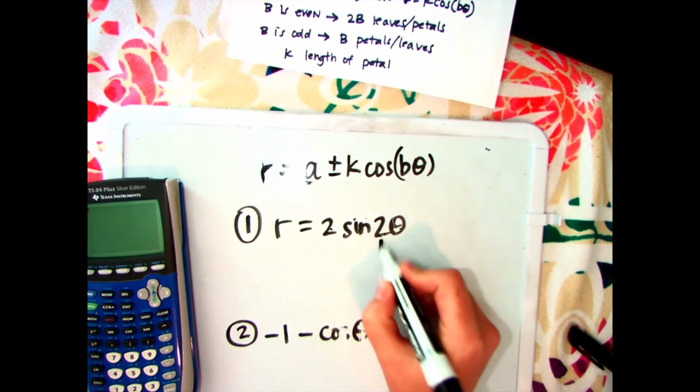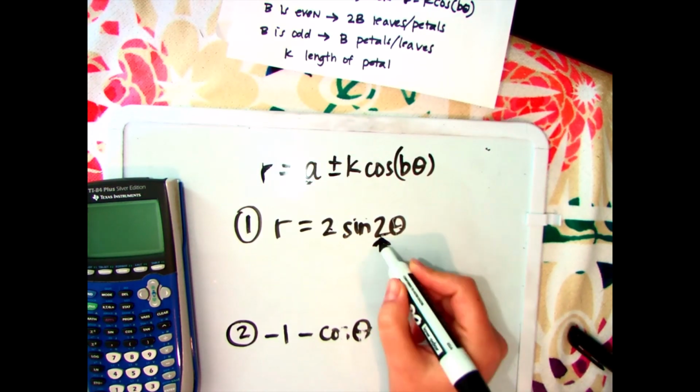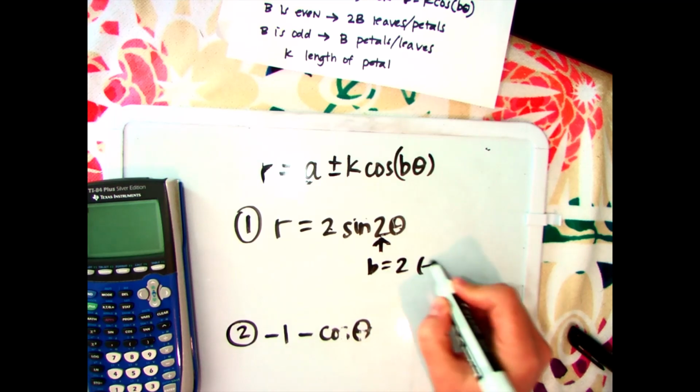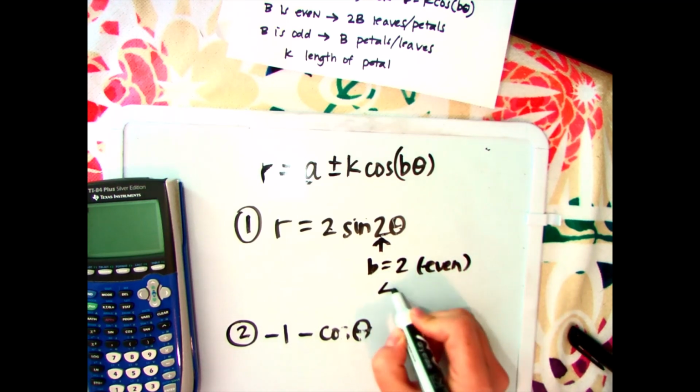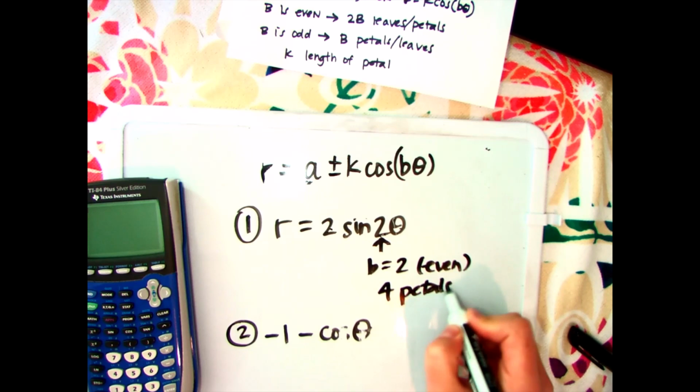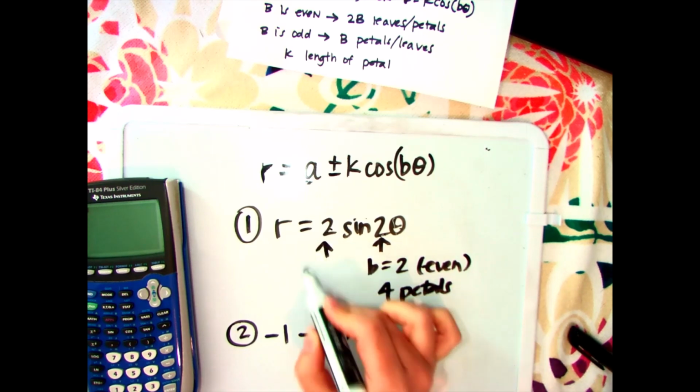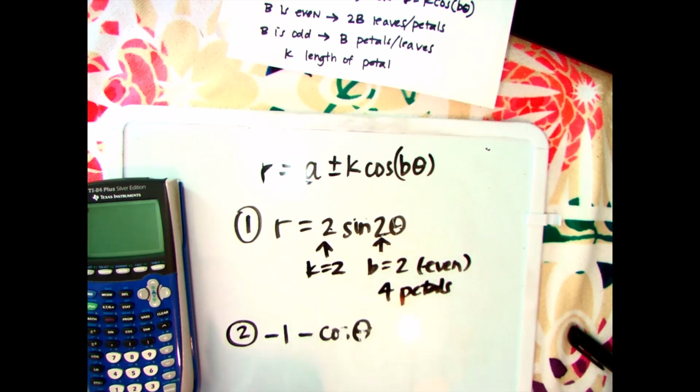So look at B. B is 2. 2 is even. This is a rose with 4 petals. How long are the petals? 2 units long. All right.